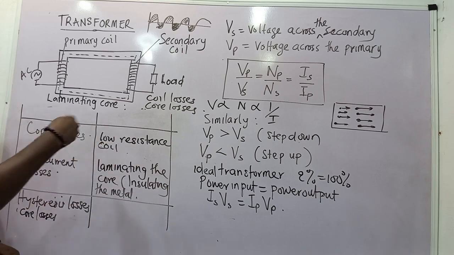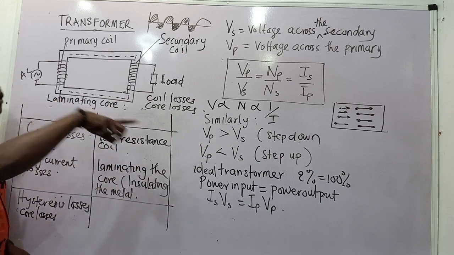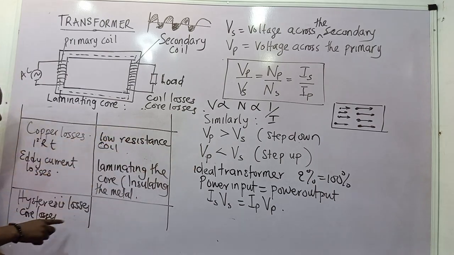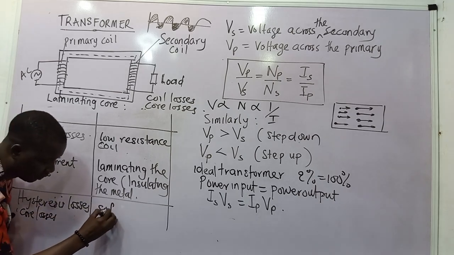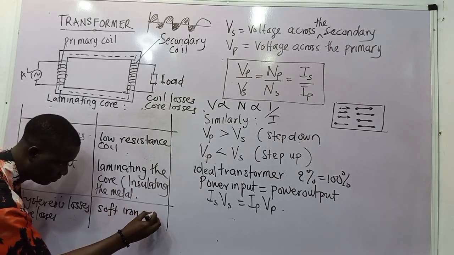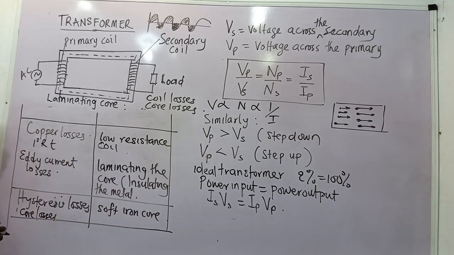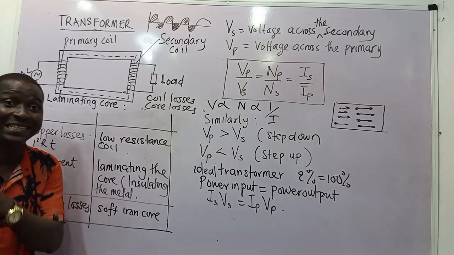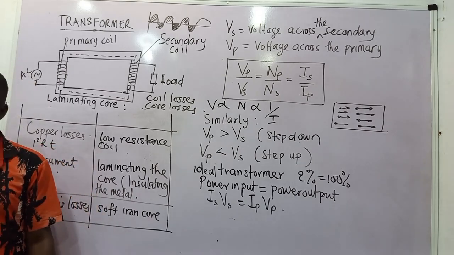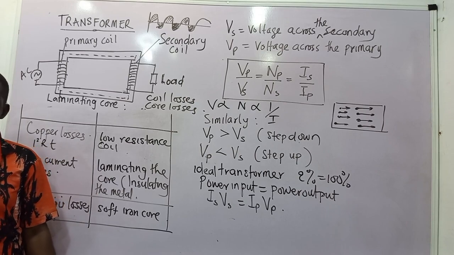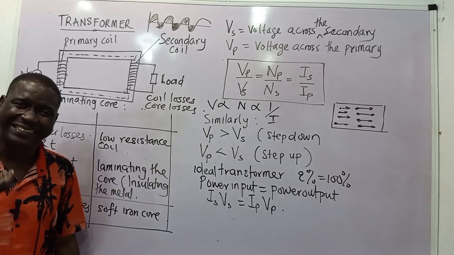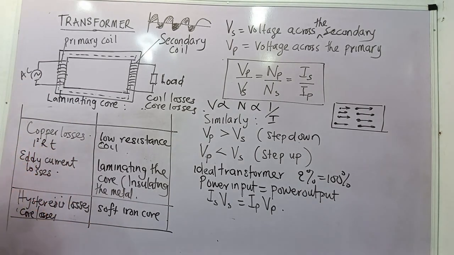So the friction that sets in, which causes energy losses as a result of magnetization and demagnetization of the core used in the transformer, is what brought about hysteresis loss. And the best way to reduce it is using a soft iron core. When you use a soft iron core, it helps. Don't forget, iron is naturally easily magnetized and easily demagnetized. So when you use soft iron, it helps for easy magnetization and demagnetization of the core.